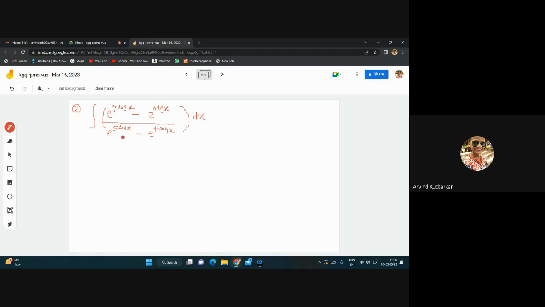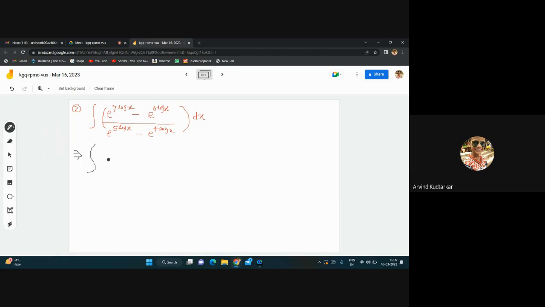So you seems to be problem is lengthy. No, it's also a simple. How it is simple, you know. E raised to 7 log x, n log m अपन कसं लिहितो log of m raised to n. आप ऐसे लिखते. So all terms we can write there in the form of power.